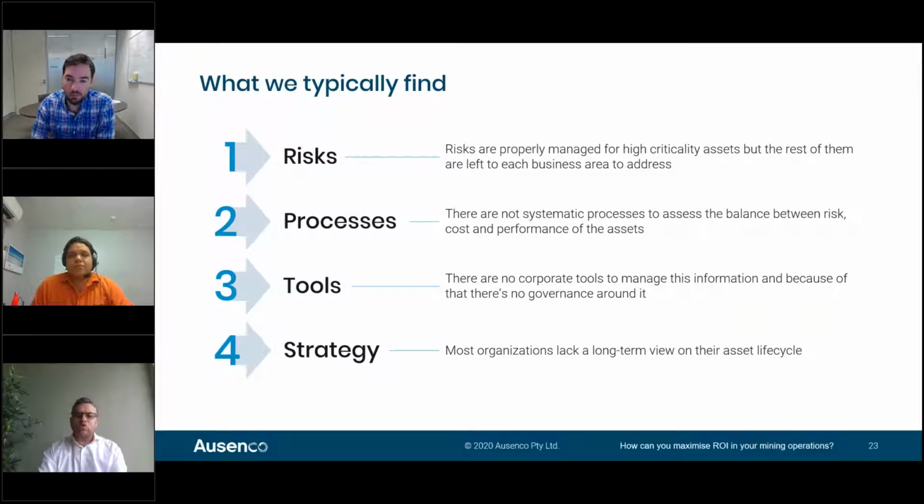But when it comes to other assets that maybe don't have the same impact on the whole bottom line, those small unmanaged risks can sum up to a very big risk for the whole organization. Usually those are not really that well managed. When it comes to processes, usually you don't find systematic processes to assess the balance between the risk and cost and performance of the assets.